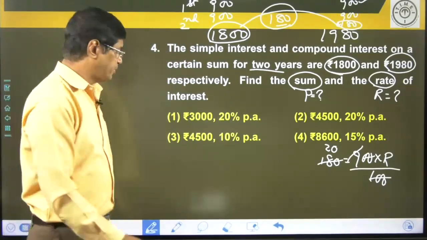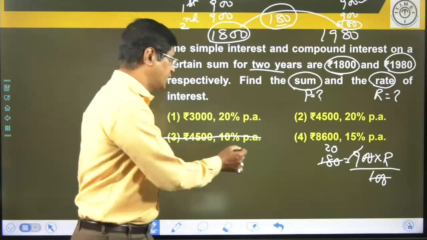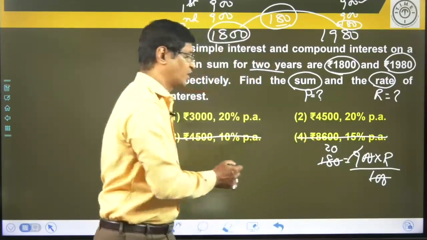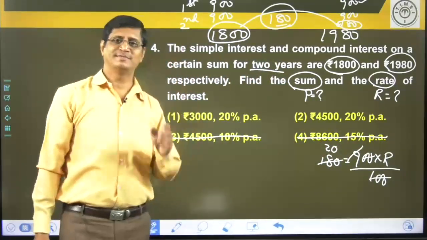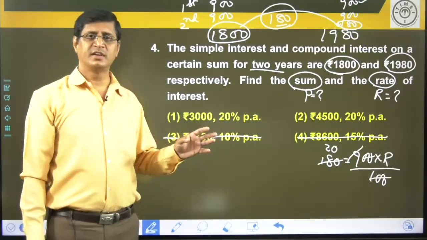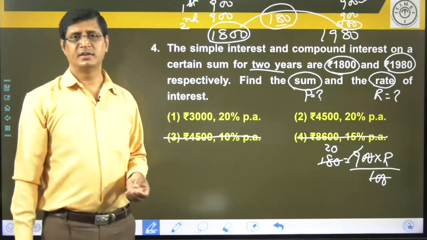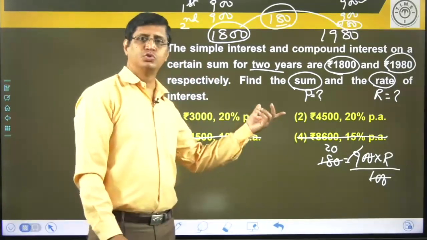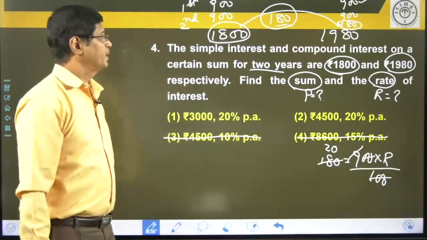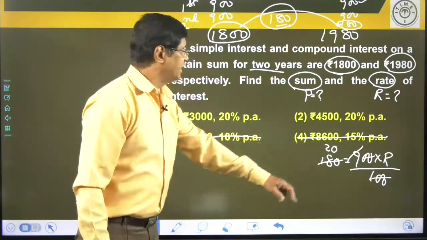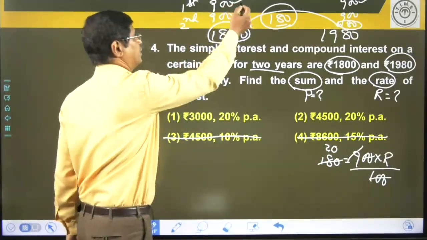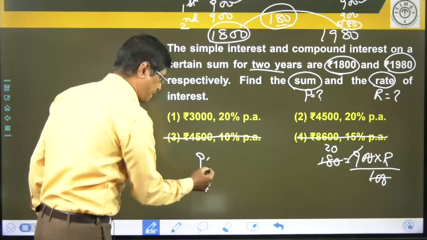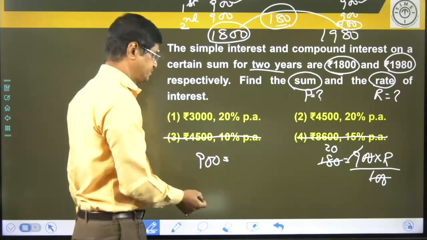Rate of interest is 20% means straight away we can eliminate option number 3 and 4. Means 50-50. Out of 4 options, I am using 50-50. So, only 2 options I have. In these 2, which is the correct one? Let's try. 20% is the rate of interest. First year simple interest is 900.